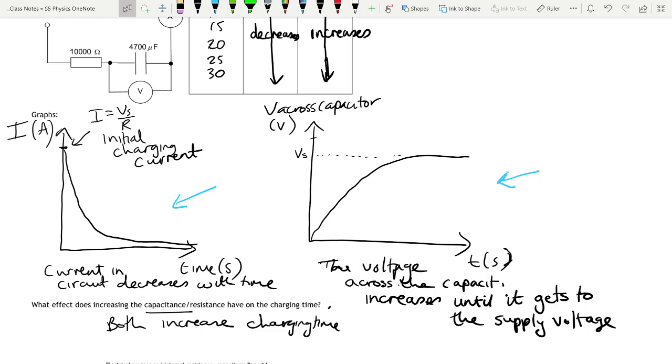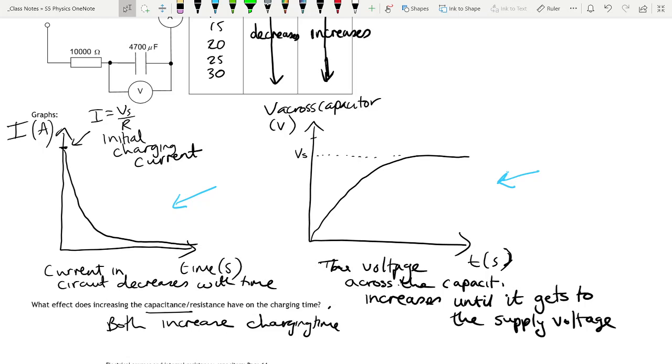The resistance, I think of it as flow of water. So obviously the higher the resistance, the slower the flow of water. So if you slow down the flow of water, it also takes longer for that bucket to be filled. So increasing the capacitance and increasing the resistance would both increase the charging time. I'm going to stop there and show you the experiment of this.